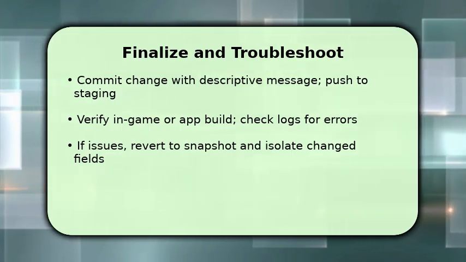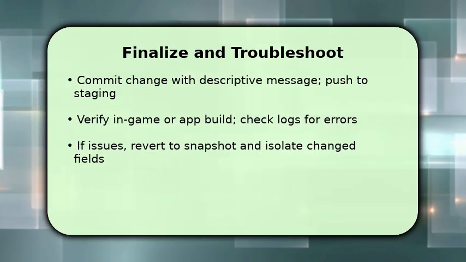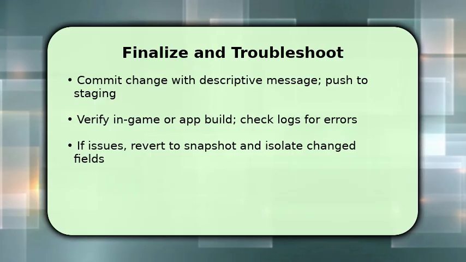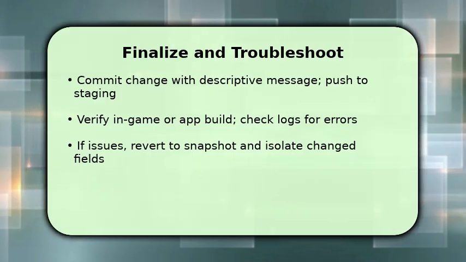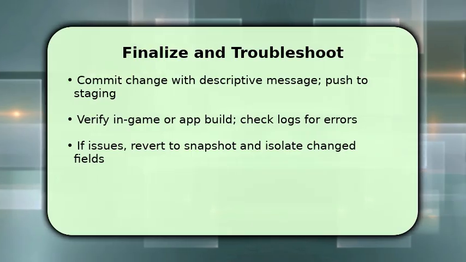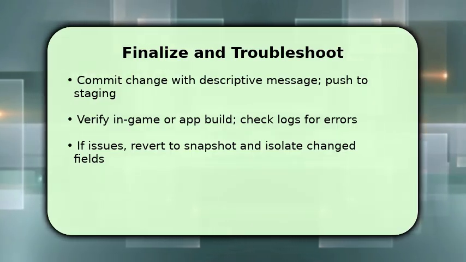If something goes wrong, revert quickly to the snapshot or prior version, then isolate which field caused the failure by reapplying changes one at a time. A single troubleshooting tip: always check console errors first. They usually point directly to the offending field.